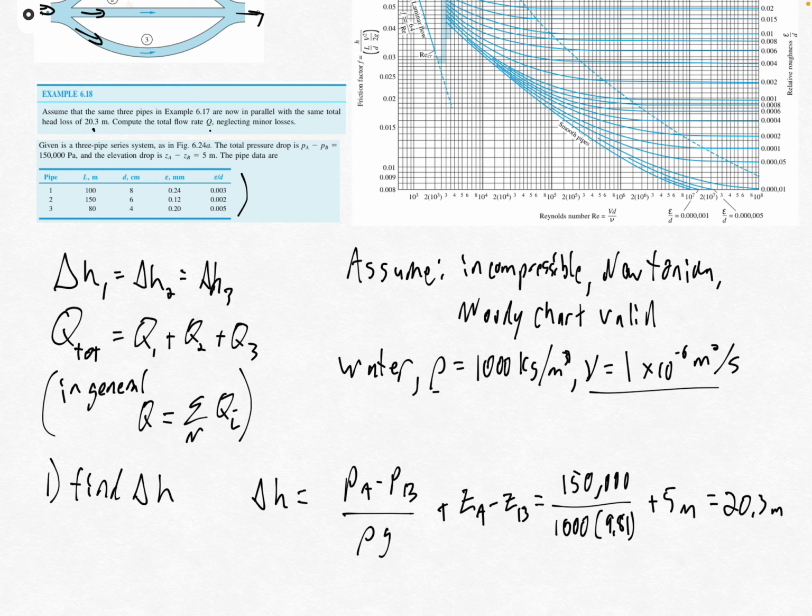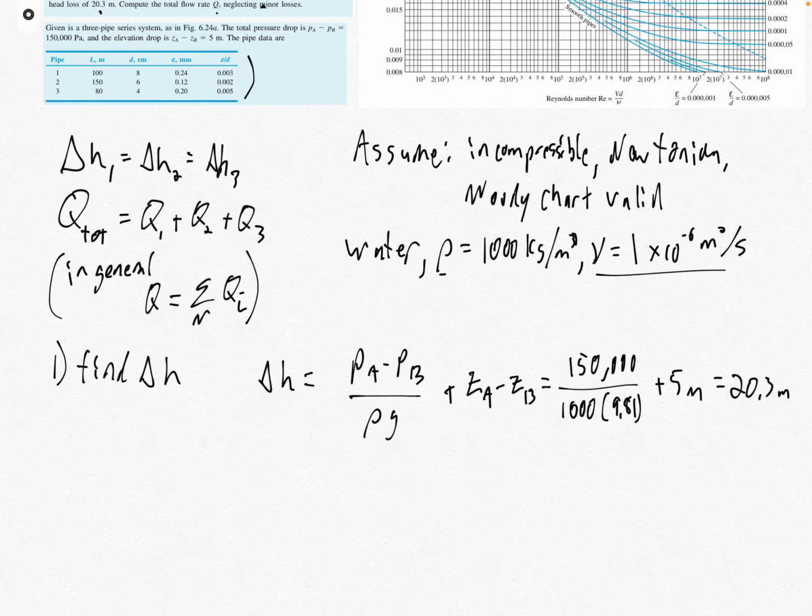So now what you can see is that what we want is the total flow rate, which is the sum of the three flow rates from the three individual pipes. For each one of those individual pipes, we know that the change in head across that pipe is 20.3 meters. It's the same for all three pipes. And so basically we just have three pipe problems that we have to solve. Once we get the velocity, or in this case flow rate, for each one of those pipes, we're just going to add them together to get the final answer that we're looking for.